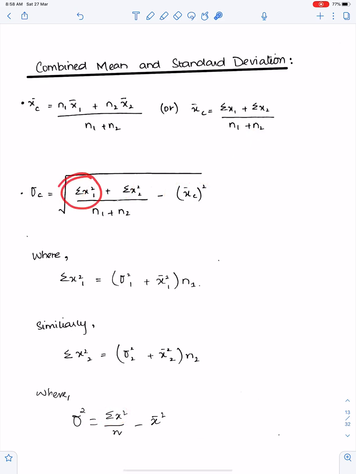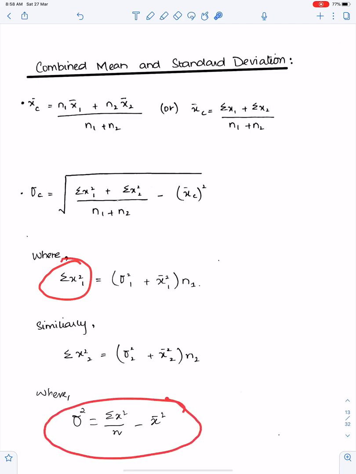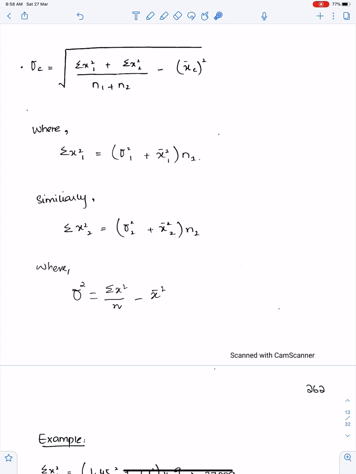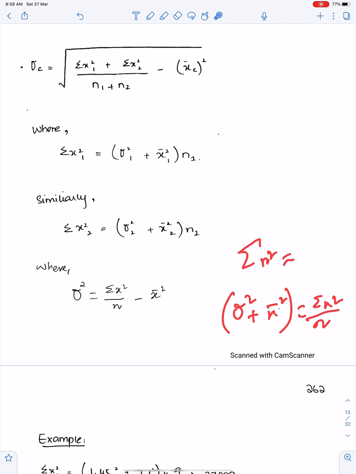Sigma x square, you can get sigma x1 square from this formula. If you make sigma x square the subject of this formula, you will get this result. See, if I need this thing, then I need to shift this to the left hand side. So this will become sigma square x bar square, and on the right side we have sigma x square over n. So sigma x square will be n times this bracket.